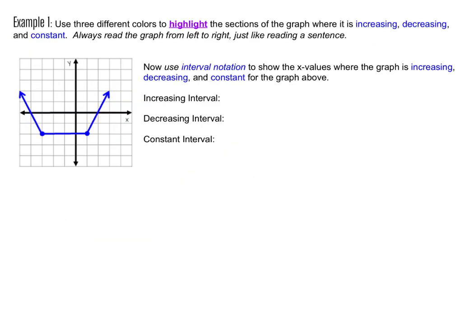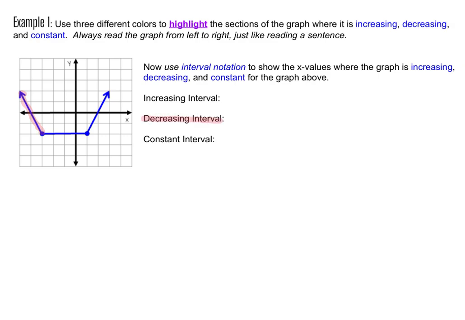So here I want to use different colors to highlight the sections so that I can then use interval notation to show the x values where the graph is increasing, decreasing, and constant. So starting from my left, I'm starting at this arrow and I'm going in the down direction, so that would be known as a decreasing interval.